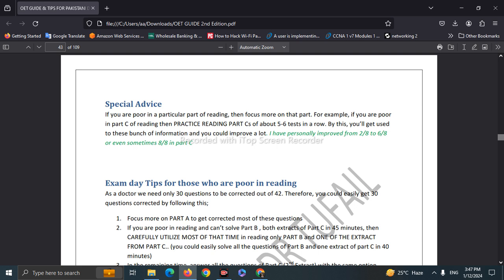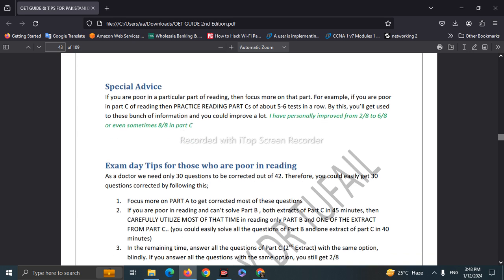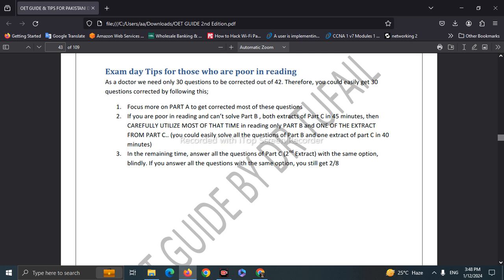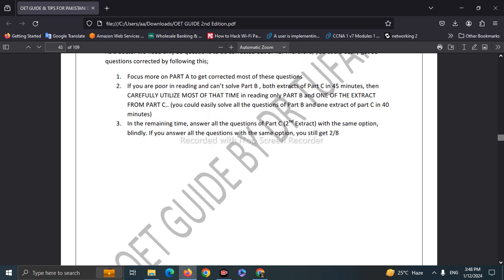If you are poor in a particular part of reading, try to focus on that part specifically, like part C of both listening and reading. Usually they are very hard and people find it hard to pass. On examination day, you need 30 correct answers out of 42 to pass. So if you are poor at reading and can't solve part B, you can start with part C and then come to part B. Usually part B is easier compared to part C, and in part C there is a high chance that one task is more difficult than the other.